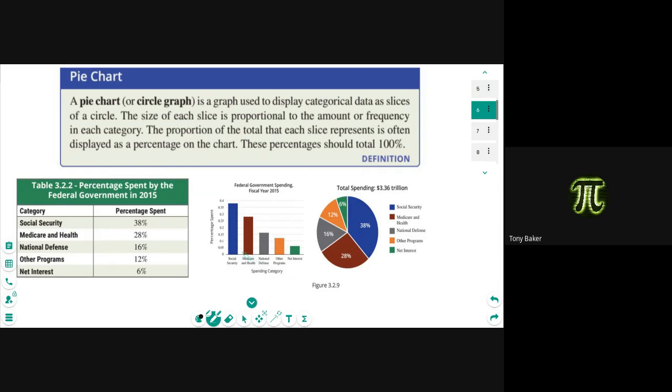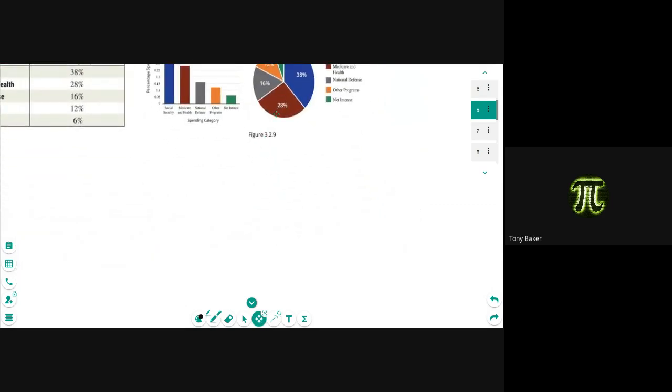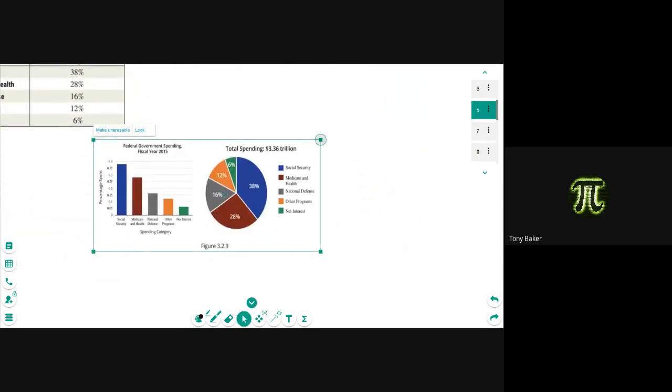This is the bar graph for it, and then that's the pie chart for it. This is the federal government spending in 2015. Here, I'll make it a little bigger, because I'm going to show you today's in a minute.